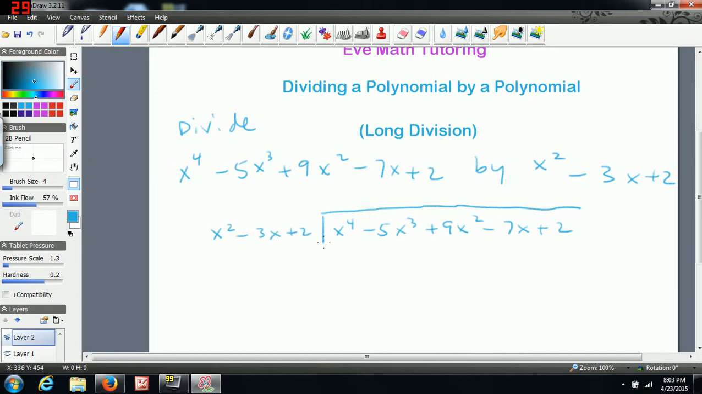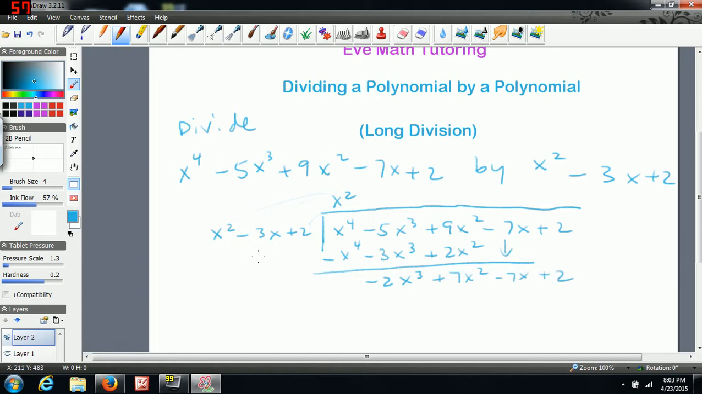So we're going to start in exactly the same way as the other question. How many times does x squared go into x to the 4? x squared times. And I multiply this by all 3 of these. So I get x to the 4 minus 3x cubed plus 2x squared, and then I subtract. I get negative 5 plus 3, so that becomes negative 2x cubed, and then 9 minus 2 becomes 7x squared. Then I can bring these down, so this becomes negative 7 plus 2.